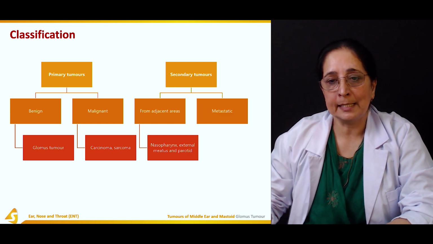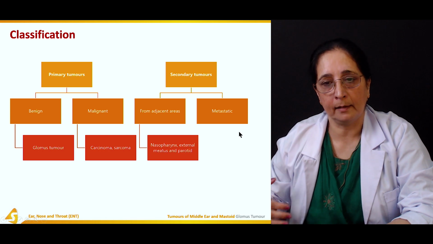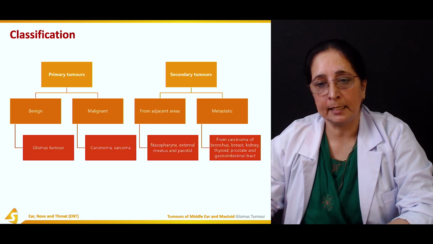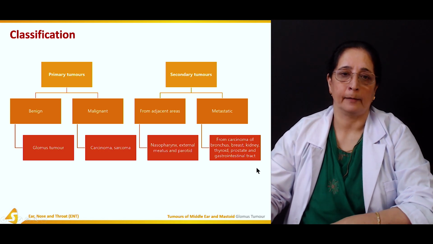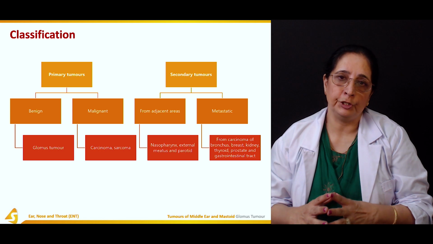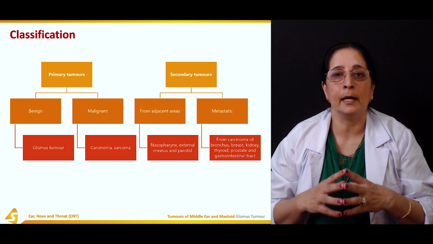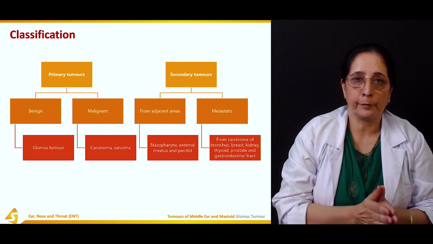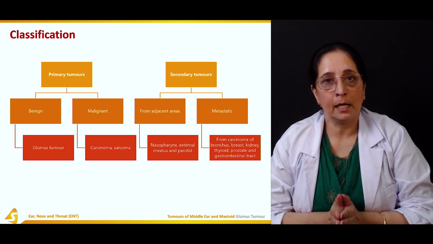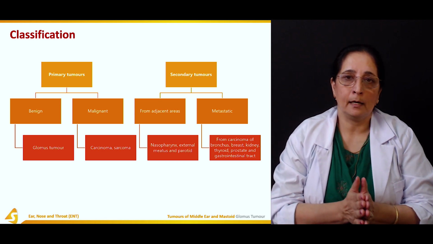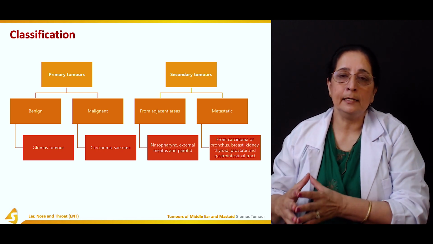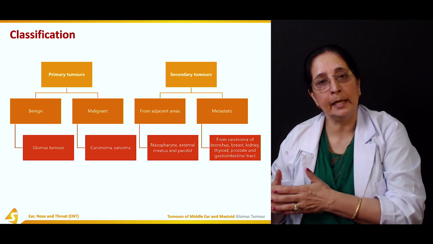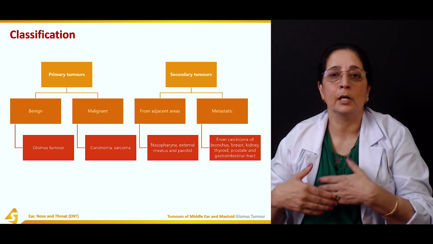And the metastatic tumors from the distant areas are the tumors which are metastatic from the bronchus, breast, kidney, thyroid, prostate, and GI tract. So very simple classification of the tumors of middle ear and mastoid. We have first primary, which can be benign or malignant. Benign are glomus tumor, malignant are sarcomas and carcinomas. Then secondary tumors, again from nearby area or from adjacent area, which are metastatic.